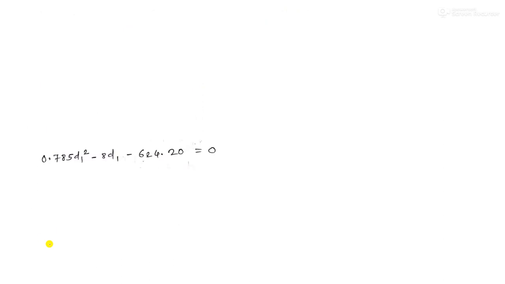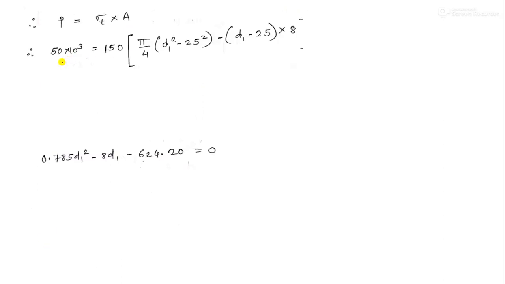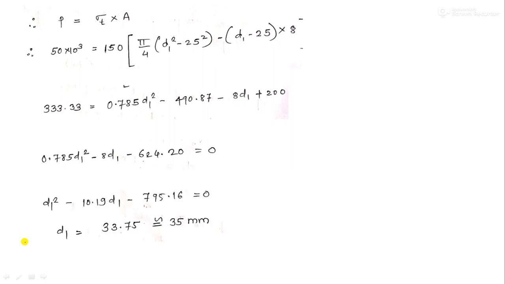So we have to solve the equations here once again. p is 15 to 10 is 3, sigma t allowable 150, area pi by 4, d1 square minus 25. d1 we have to find out, d2 25 we know, and thickness 8 we know. We already calculated this in the last video, the design of spigot. From this you will get d1 equal to 33.75, let us round up to 35 mm. So d1, the outside diameter of the socket, is equal to 35 mm.